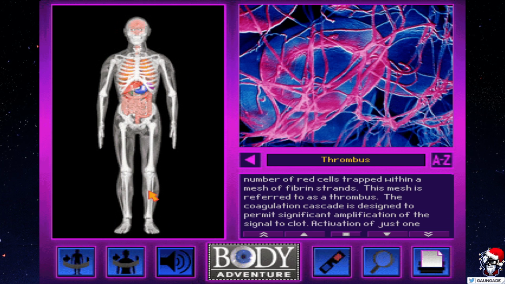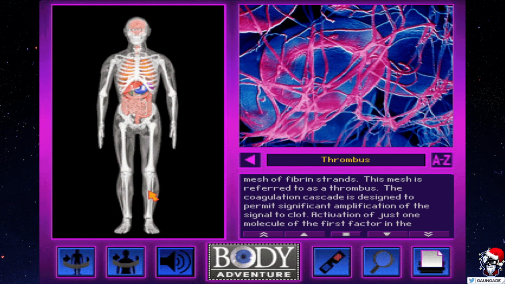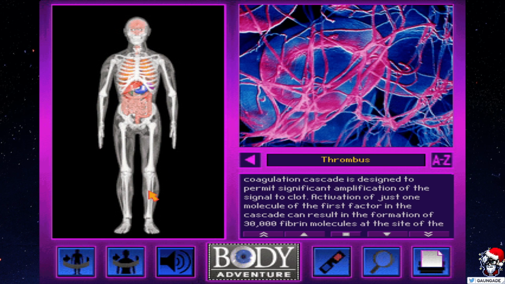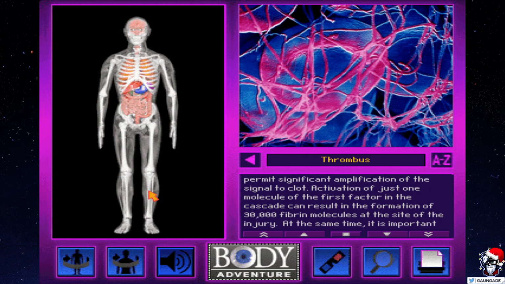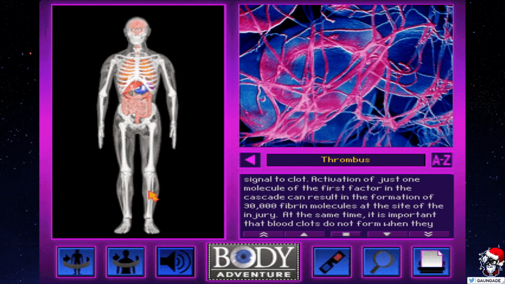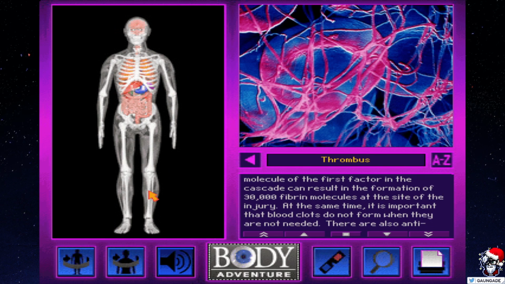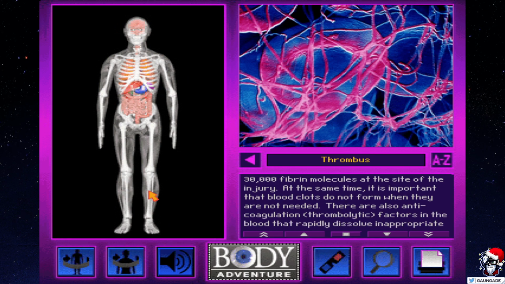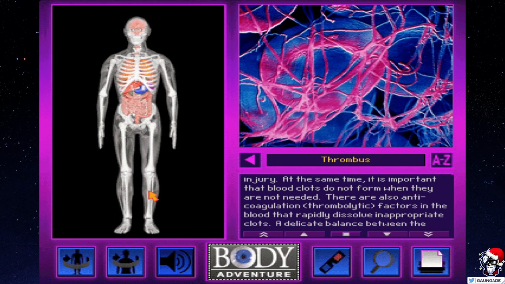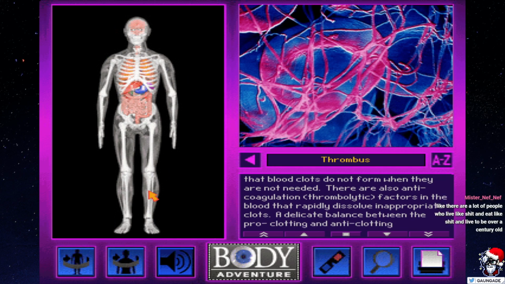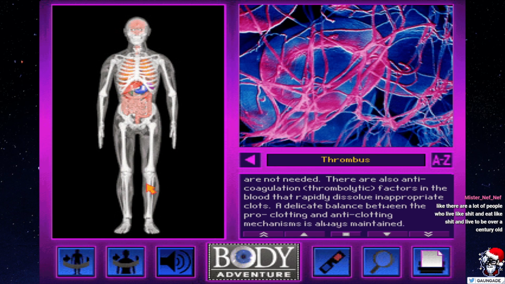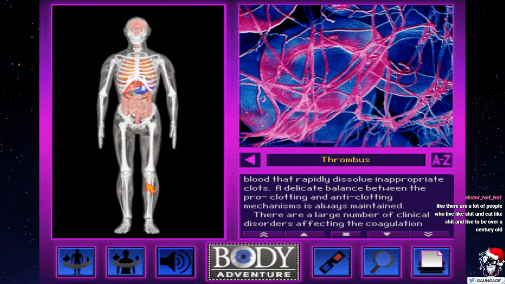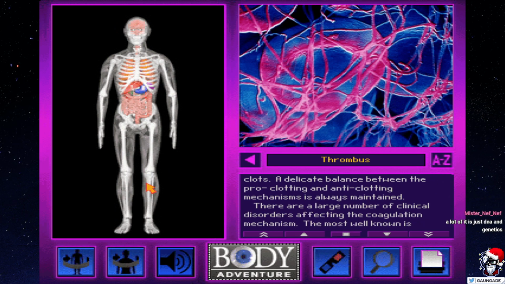The coagulation cascade is designed to permit significant amplification of the signal to clot. Activation of just one molecule of the first factor in the cascade can result in the formation of 30,000 fibrin molecules at the site of the injury. At the same time, it is important that blood clots do not form when they are not needed. There are also anticoagulation, thrombolytic factors in the blood that rapidly dissolve inappropriate clots. A delicate balance between the pro-clotting and anti-clotting mechanisms is always maintained.